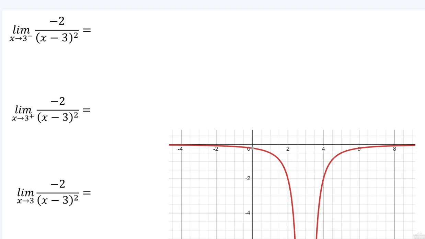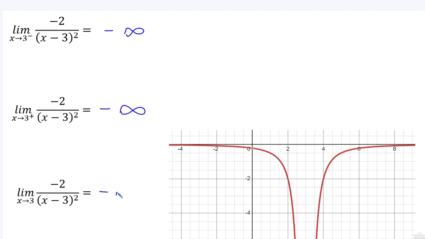And we'll do one more quick case here. This time we're looking at negative 2 over the quantity x minus 3, squared. If we look at what's happening at x equals 3, the place where our vertical asymptote is, as we approach 3 from the left, we can see we're going down to negative infinity. As we approach 3 from the right, we can see that we're also going down towards negative infinity. And therefore, we're going to call both of these limits negative infinity.